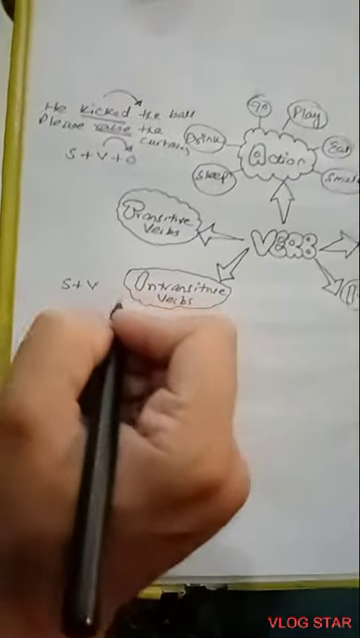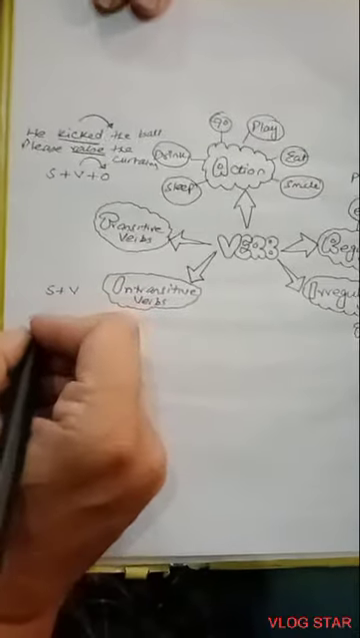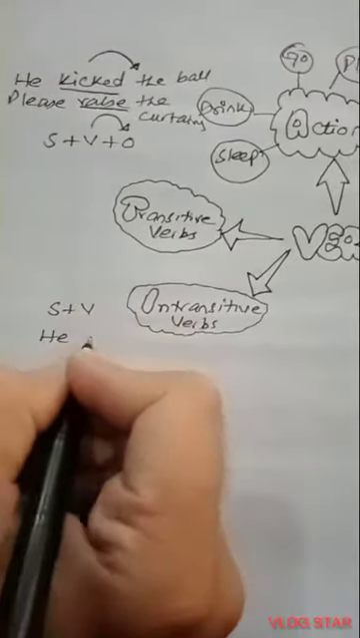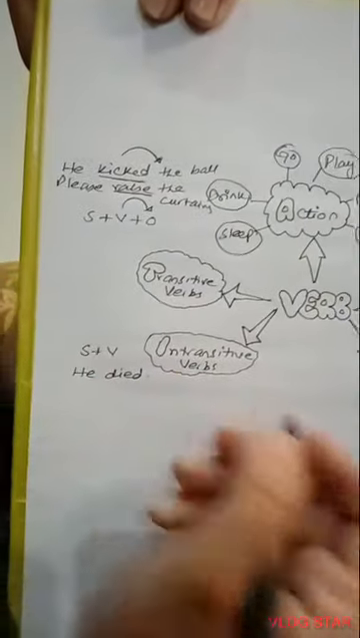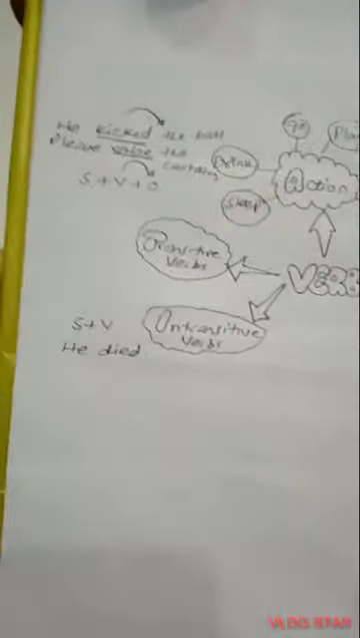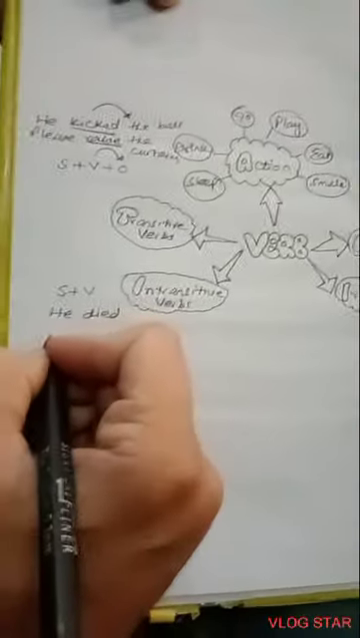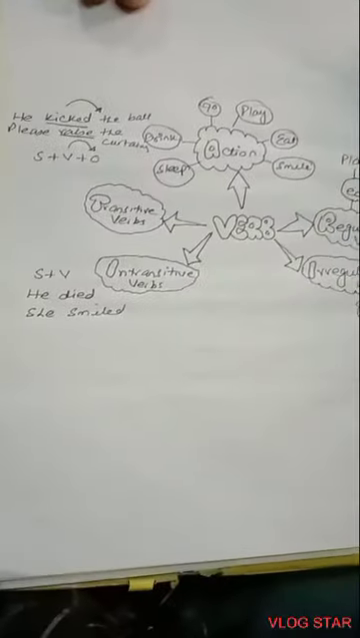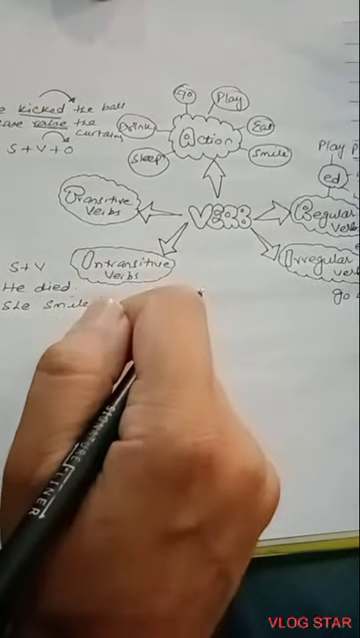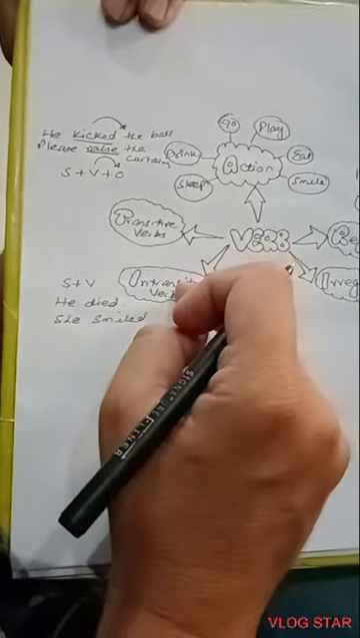While for intransitive verbs, the sentence structure will be subject plus verb. They don't need any object. So we can say he died. That's it. There is no receiver of the action. There is no object required in intransitive verbs. Similarly, she smiled. That's it. We don't need any sort of object in intransitive verbs. So this is the basic difference between transitive verb and intransitive verb.